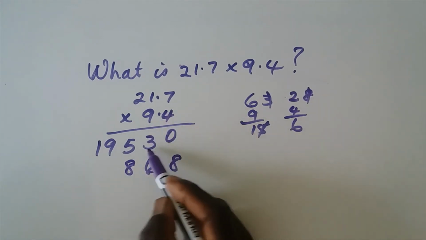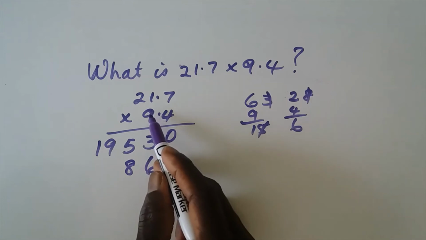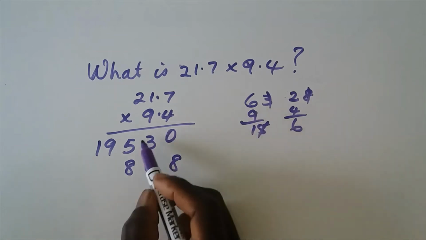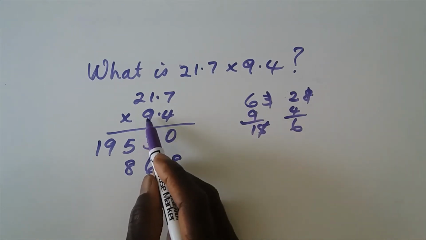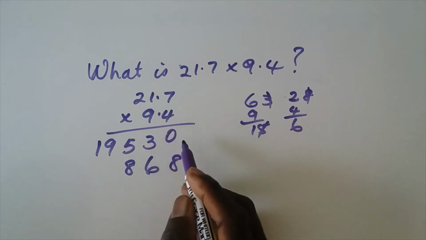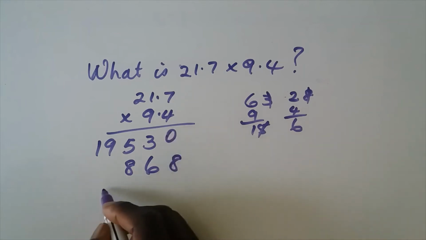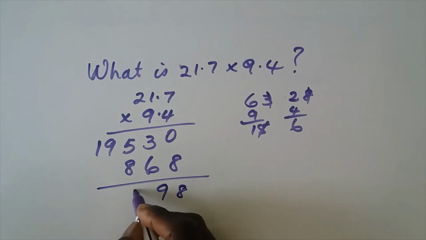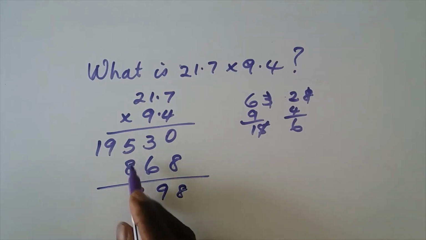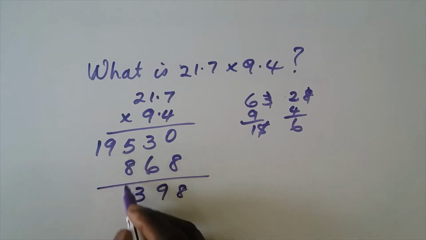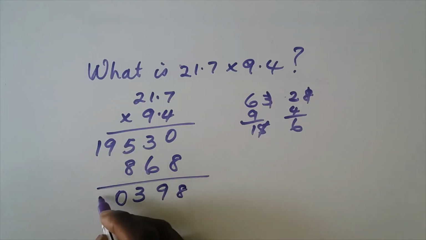9 7s are 63. 9 1s are 9, and 6 is 15. 9 2s are 18 and 1 is 19. Yes. And 4 7s are 28. 4 1s are 4, plus 2 is 6. 4 2s are 8. And we add this. We'll have 8, 9, 3. That's 8 and 5 is 13. We have a carry. 9 and 1 is 10. And 1 and 1 is 2.